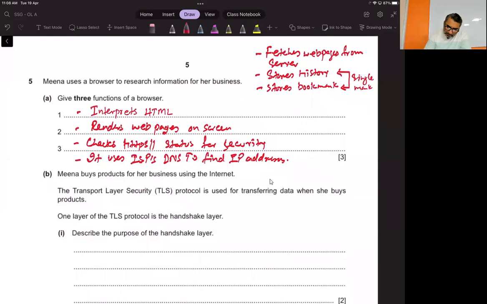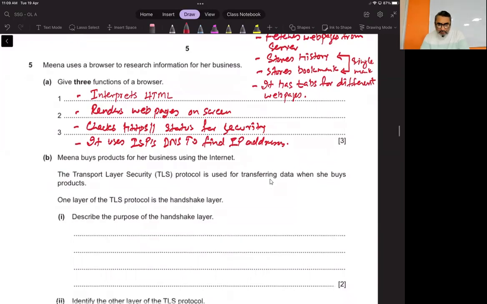And then it has tabs for different web pages. So you can see so many websites using so many tabs. Okay. All right.